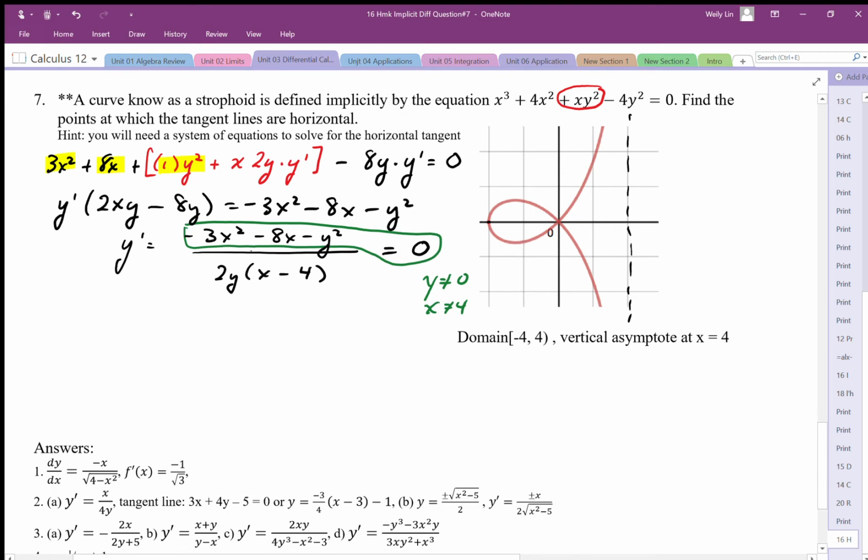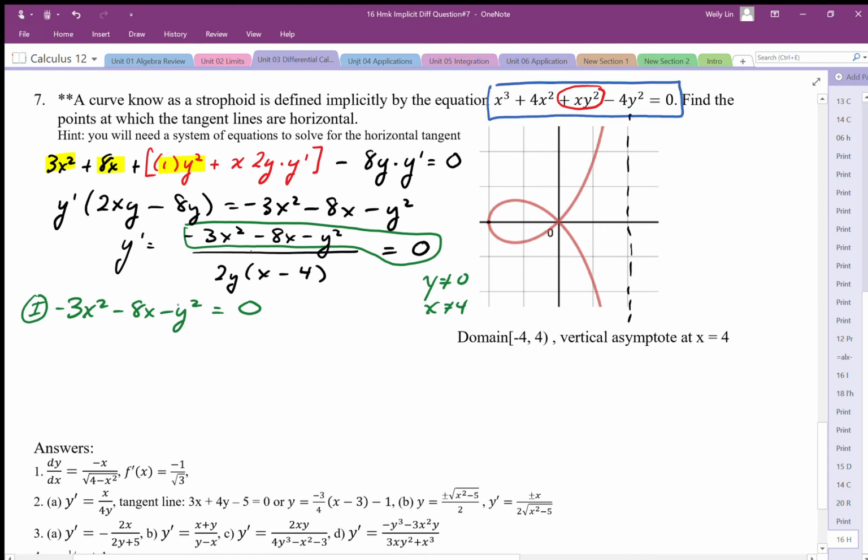So when I do this, I'm going to rewrite the equation: -3x squared minus 8x minus y squared is equal to 0. The problem I have here is that to solve this equation, I have two variables, so I need a system of equations if I'm going to solve this. I have one equation here. I need to come up with another equation to be able to have a system of equations. The only place I can find another relationship is up here, the original equation.